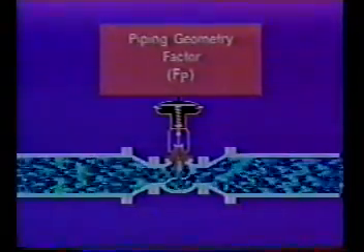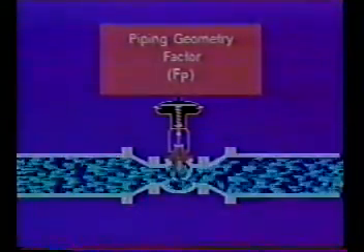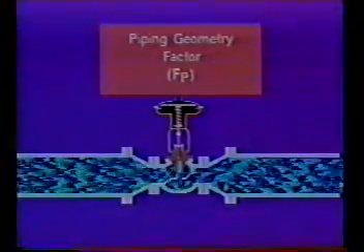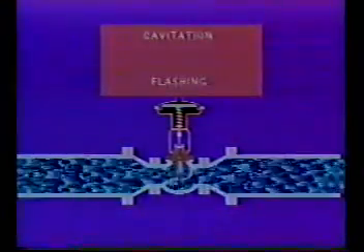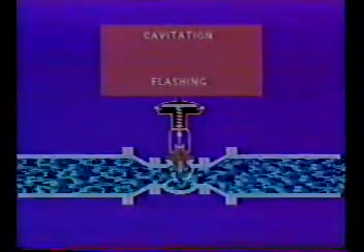So a correction factor, the piping geometry factor F sub P, is used to account for any changes. For a real piping system, this is the formula used to calculate liquid flow through a valve. Later in this program, we'll be using this formula, but before we do, we need to discuss cavitation and flashing.